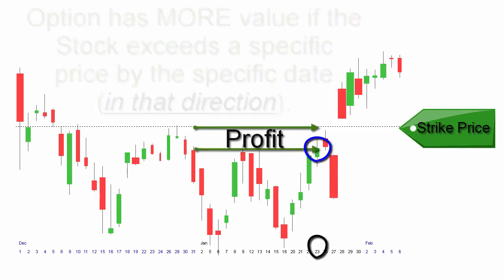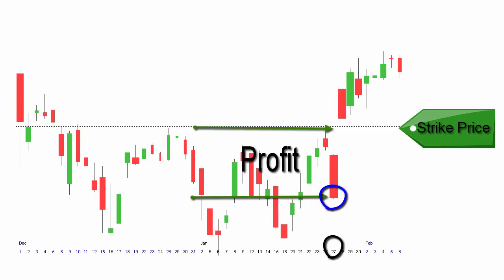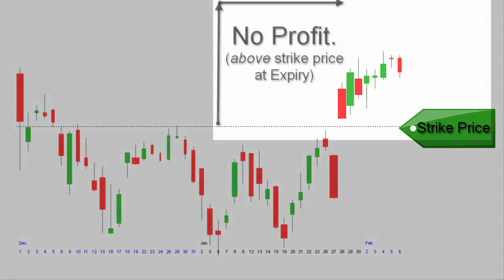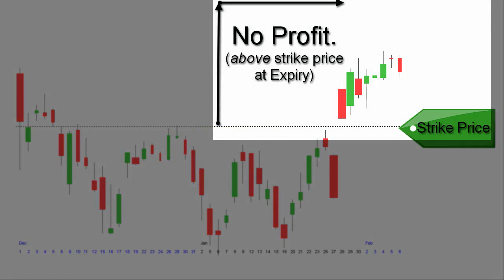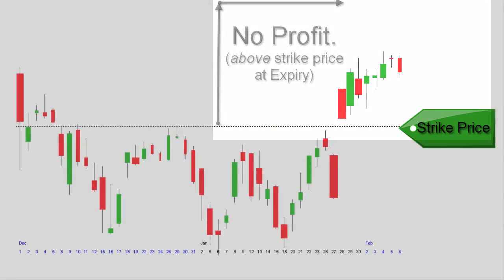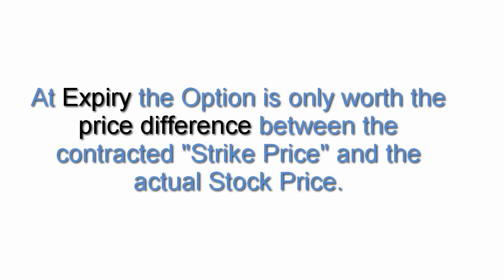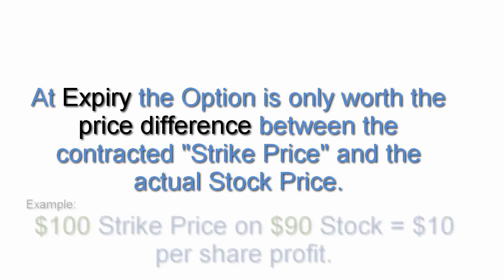So in this example, you can see a few different dates for expiry would have different profits. The deeper it goes to the downside, the more it makes. If it's above the strike price, the option is worthless. For now, we're talking about what the contract is worth at expiry. We don't trade it at expiry, but this is just to understand the value.